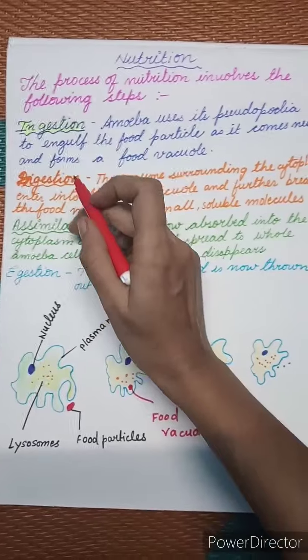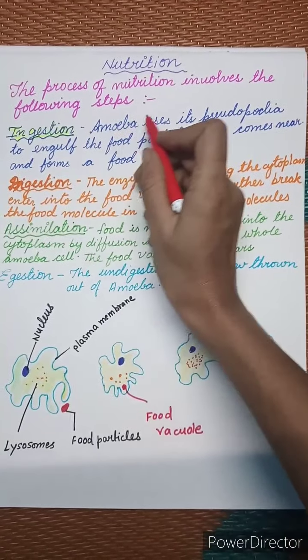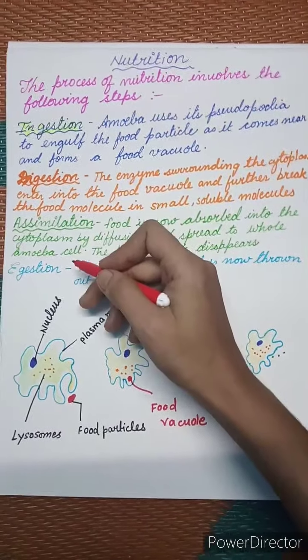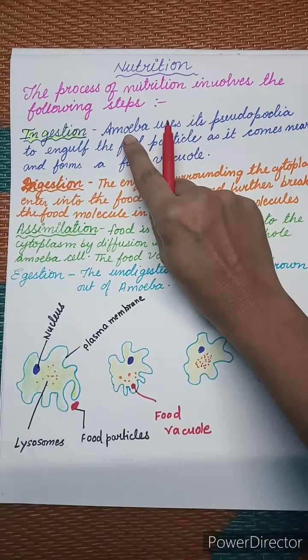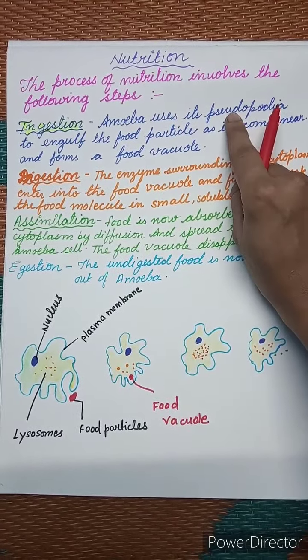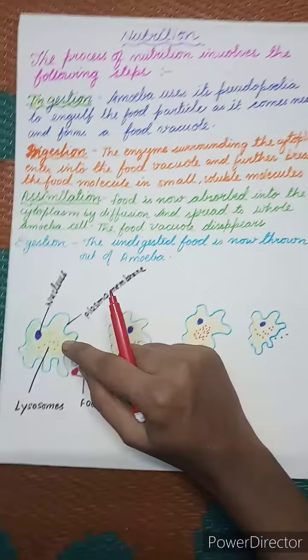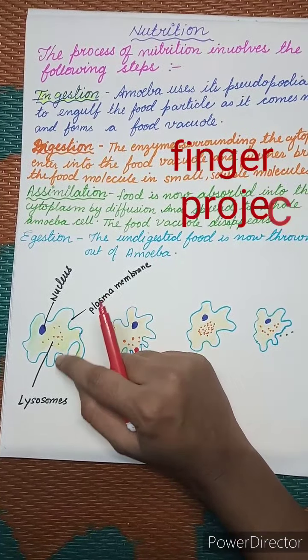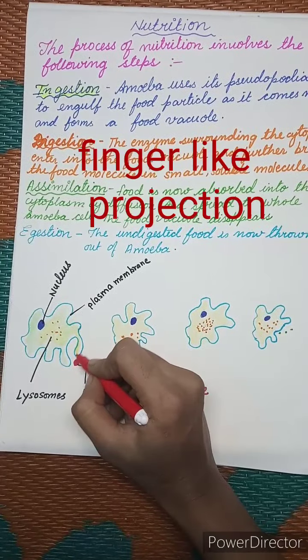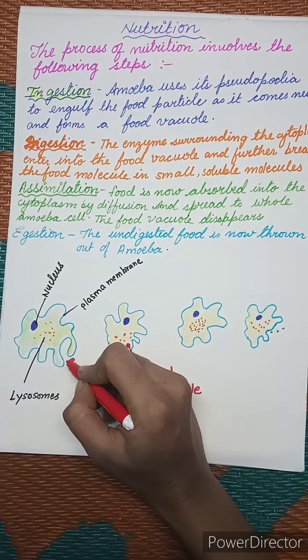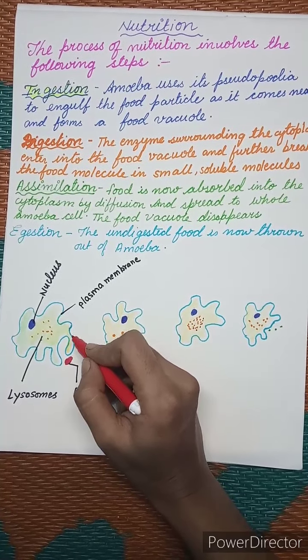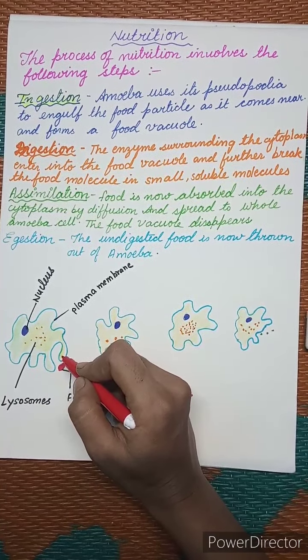So let us start. The process of nutrition involves the following steps. The first step is ingestion. Amoeba uses its pseudopodium. So what is pseudopodium? This finger-like projection which you are seeing here, this finger-like structure, is called pseudopodia.